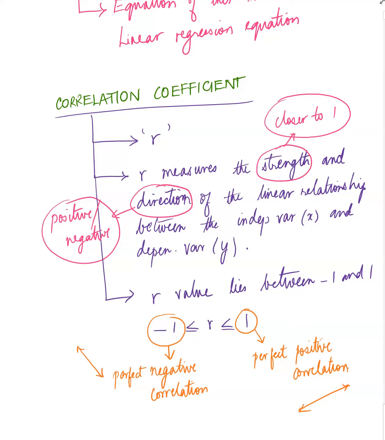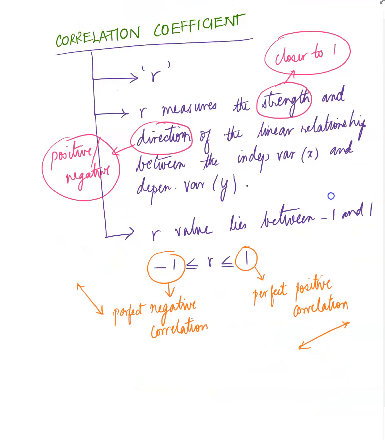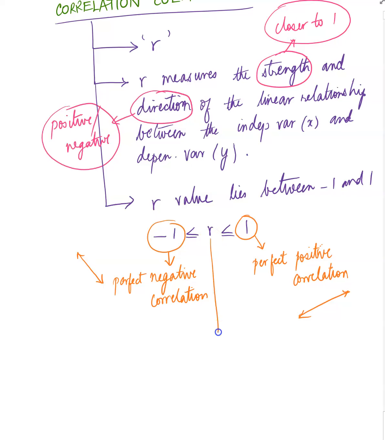What happens when R is 0? 0 means there's absolutely no linear relationship between X and Y. Okay, that's really strong there too. If R is equal to 0, absolutely, we're so certain. Absolutely no linear correlation.